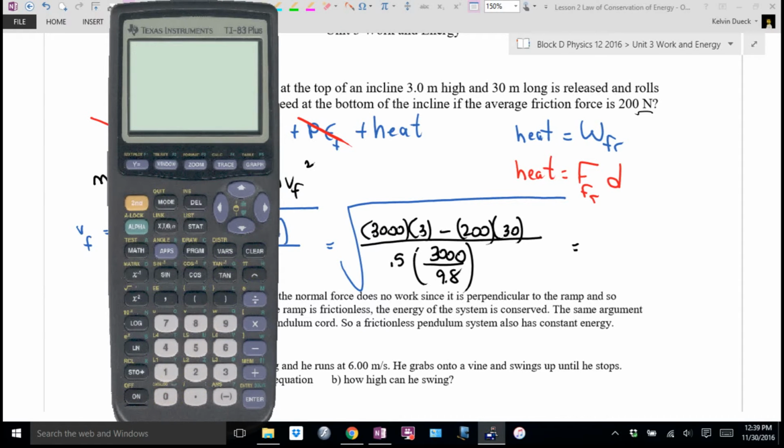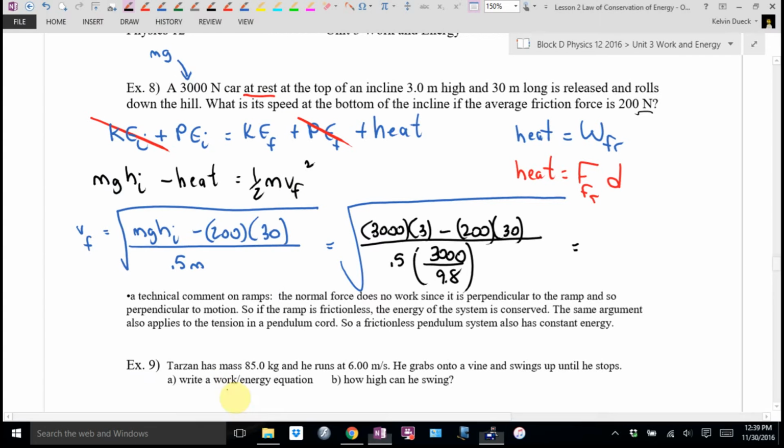3,000, let's try that again, bracket, because it's a fraction, 3,000 times 3 minus 200 times 30, close bracket, divided by bracket, 0.5 times 3,000 divided by 9.8, square root of that. 4.43 meters per second.